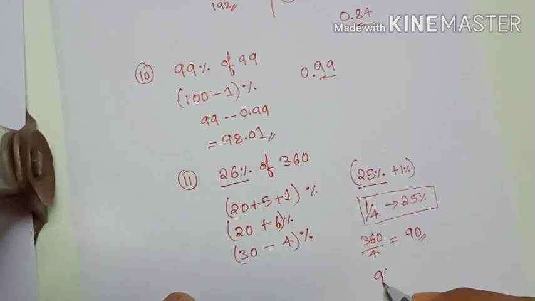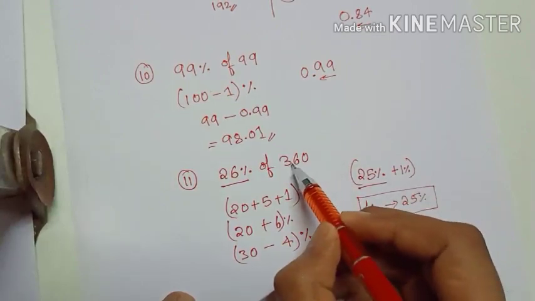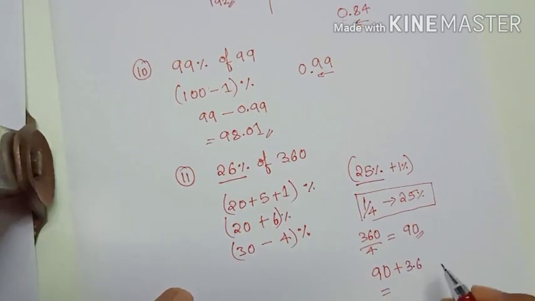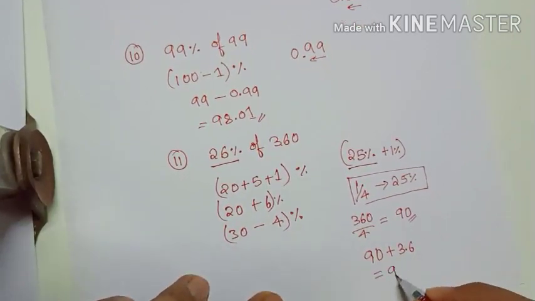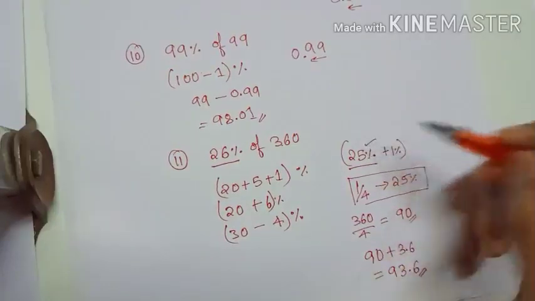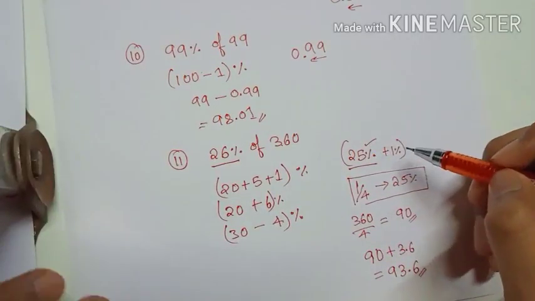So 90 plus 1%, you know this. How to find 1%? 3.6. Yes or no? So 3.6. So what is 26% of 360 now? 93.6. That's it. This is very easy, right? So you can go with 25% plus 1%.